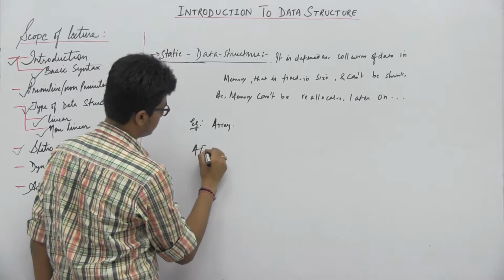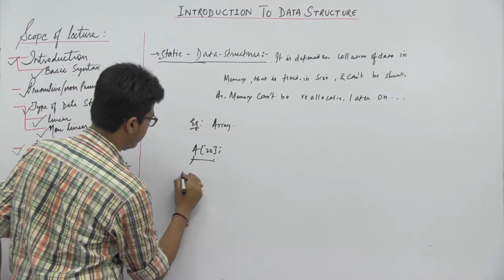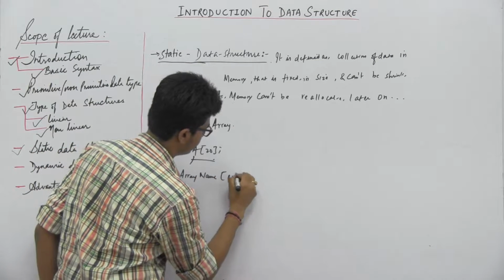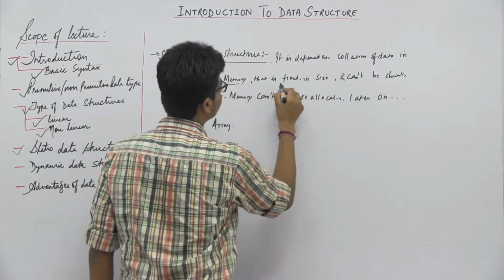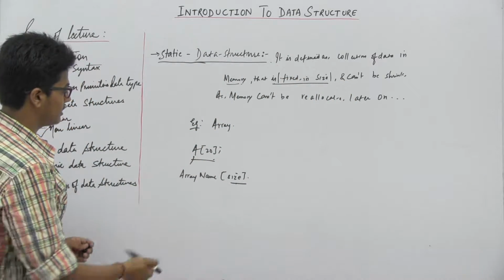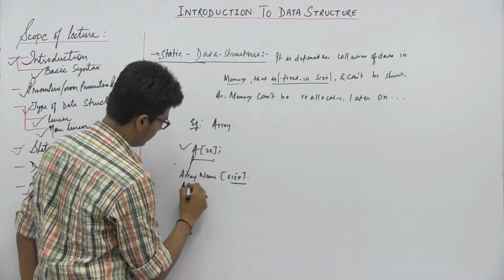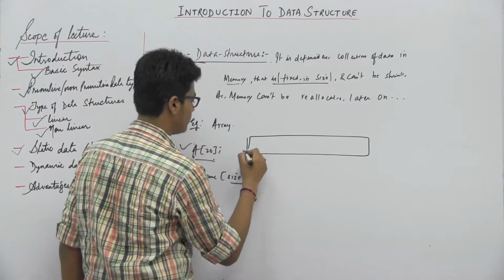We defined an array of size 20. Here we defined the array name, and here we define the size, so its size is fixed. Here it defines a collection of data in memory that is fixed in size, meaning the size is already defined. So the array name is A and the size of the array is 20.